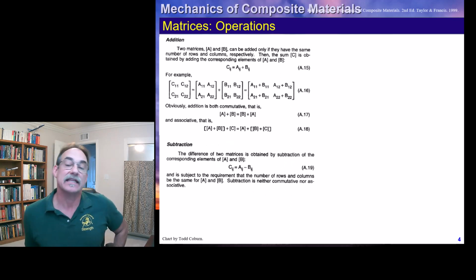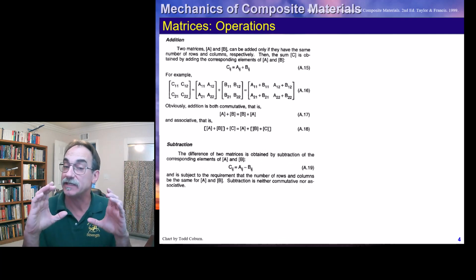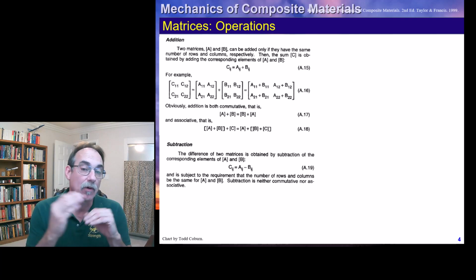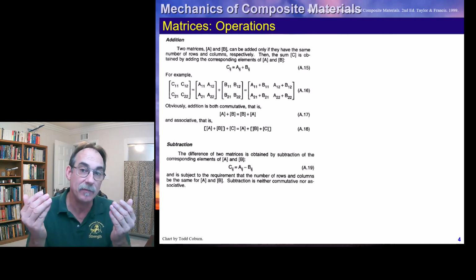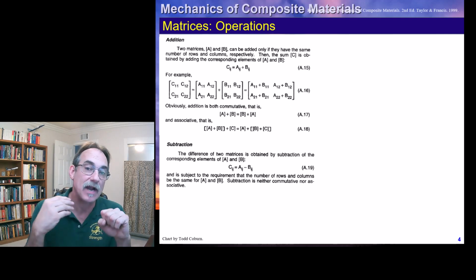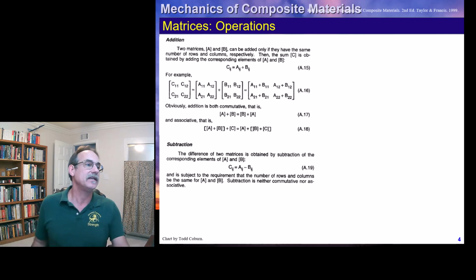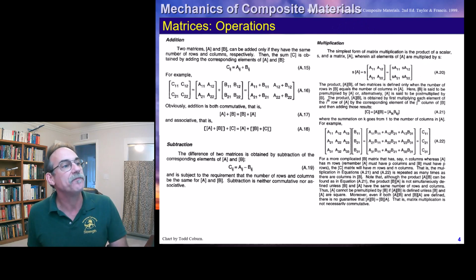So we can subtract the same way. Once again, we need to have a square. We have to have matrices with the same number of entries. Rows and columns need to be the same between the matrices. Basically, you take the first matrix and subtract the exact same element from the other matrix for each and every element, and that creates the subtraction.